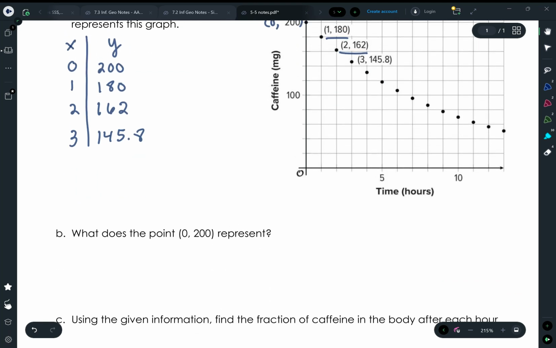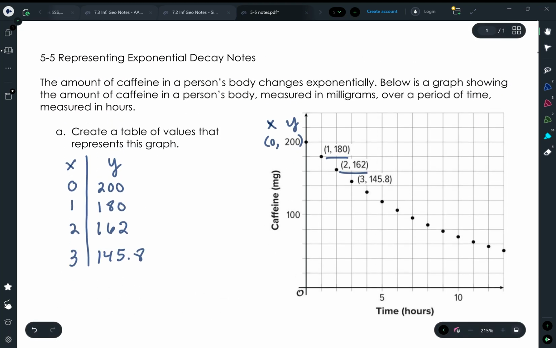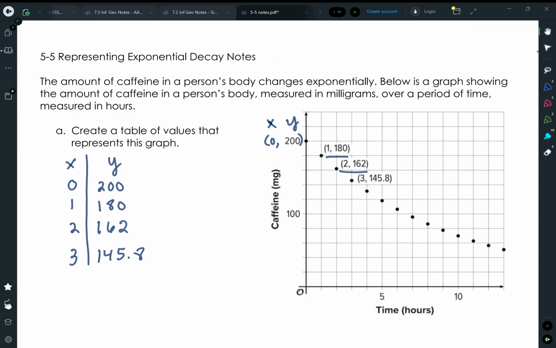So next they want us to explain what the point 0, 200 represents. So I guess we really better go back and read the word problem. It says the amount of caffeine in a person's body changes exponentially. Below is a graph showing the amount of caffeine in a person's body measured in milligrams over a period of time measured in hours. So our x is our hours, and our y is milligrams of caffeine left in a body, or in a person's body.